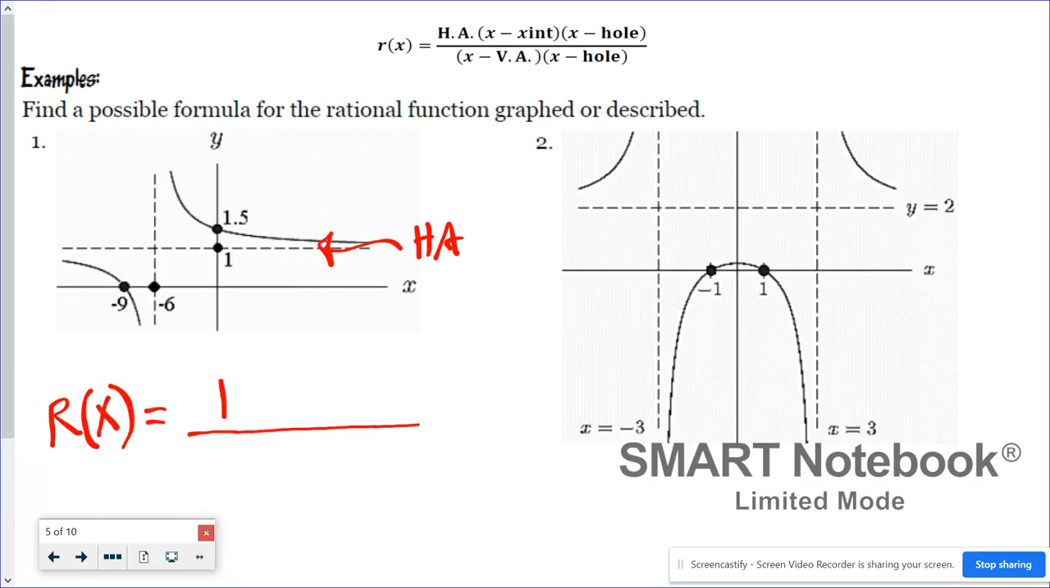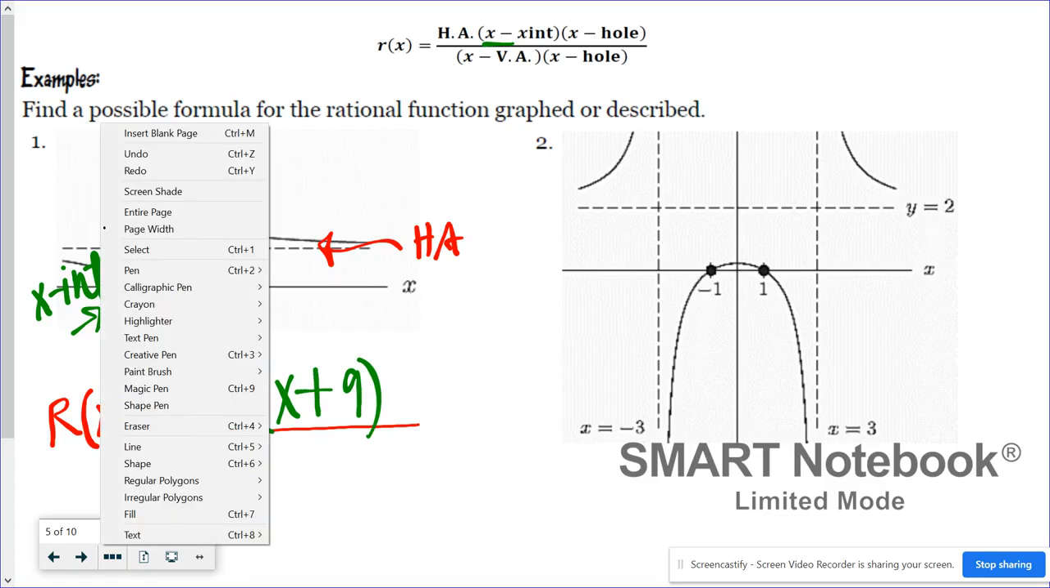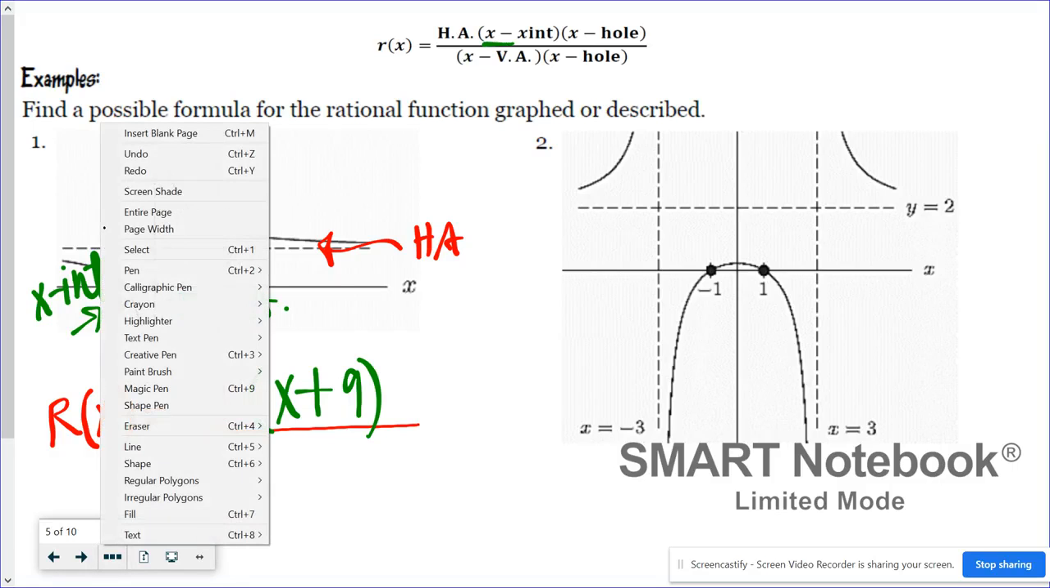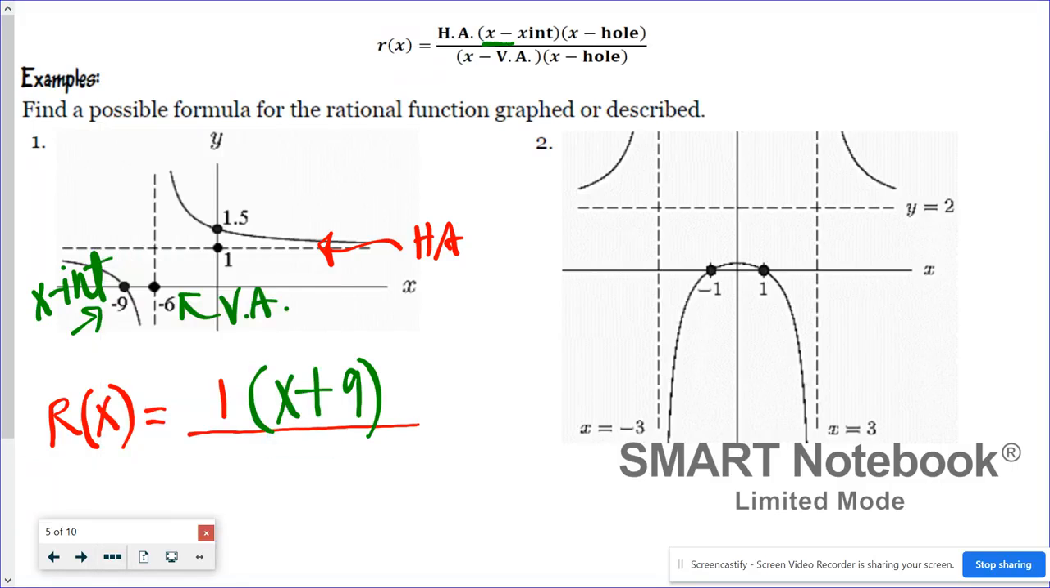Next thing that I should be looking for are x-intercepts. I have an x-intercept. Ooh, that's the vertical asymptote. Sorry about that. That's my x-intercept, -9. Okay, so that means I'm going to have a factor in my numerator that's x minus -9. So for us, that means x plus 9. In the denominator, I can have factors representing my vertical asymptotes. I have a vertical asymptote here at -6. So I'm going to write a factor for that in the denominator. It's going to be x minus -6, or even better, x plus 6. There are no holes in this graph.